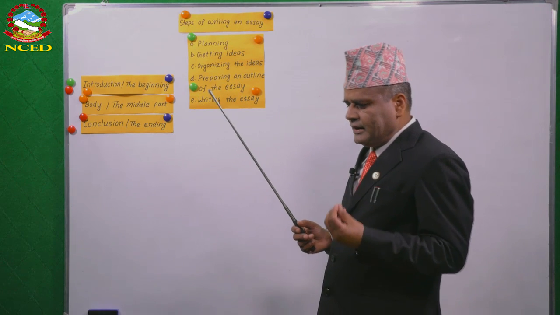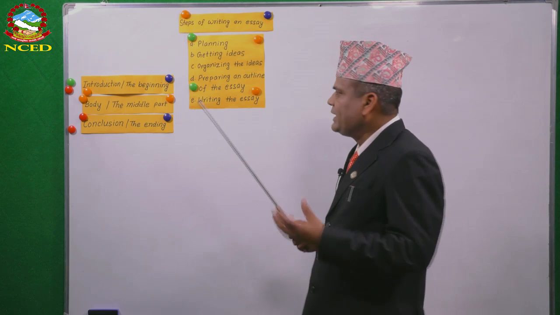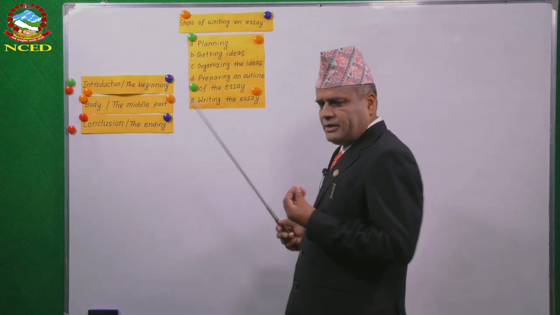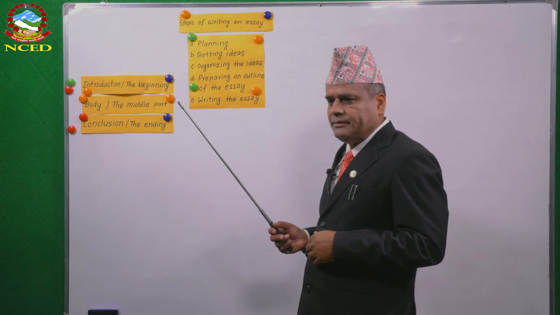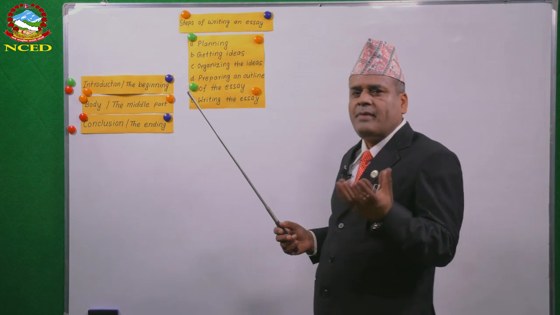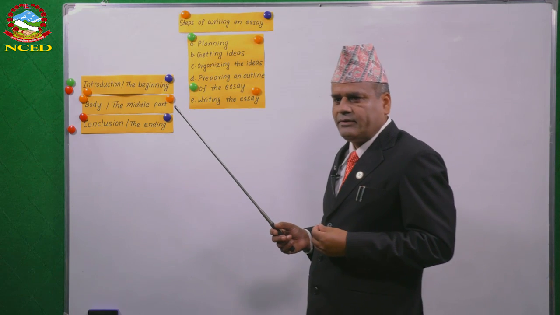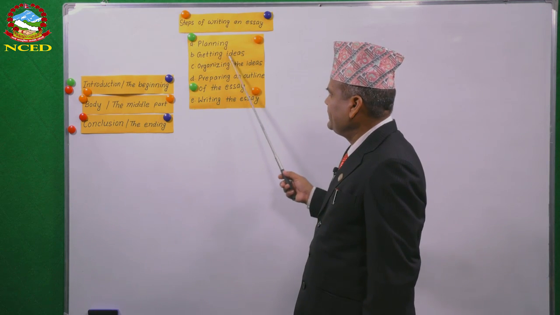For example, you write an essay on the forest of Nepal. At that time, you get the ideas. What is a forest? How many kinds of forest are there? What are the advantages of forest? What may be the disadvantages of forest? So all kinds of ideas you collect. That is getting ideas.